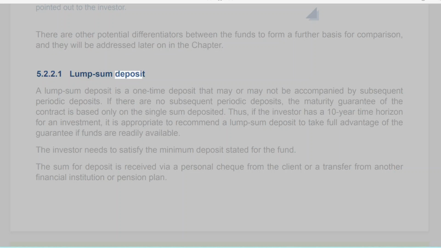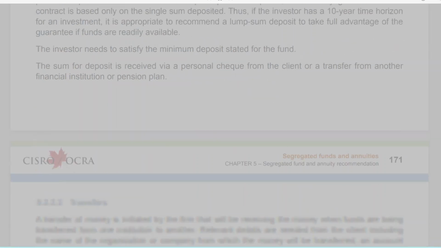5.2.2.1 Lump sum deposit. A lump sum deposit is a one-time deposit that may or may not be accompanied by subsequent periodic deposits. If there are no subsequent periodic deposits, the maturity guarantee of the contract is based only on the single sum deposited. Thus, if the investor has a 10-year time horizon for an investment, it is appropriate to recommend a lump sum deposit to take full advantage of the guarantee if funds are readily available. The investor needs to satisfy the minimum deposit stated for the fund. The sum for deposit is received via a personal check from the client or a transfer from another financial institution or pension plan.